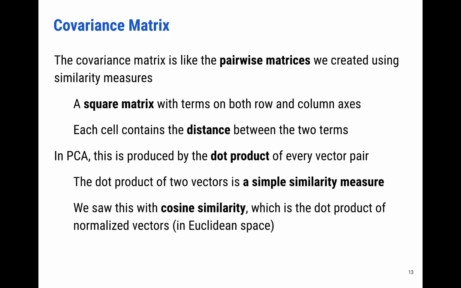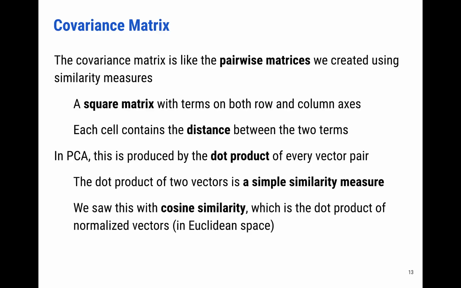About the covariance matrix on the PCA side of things: again, it's like a pairwise matrix that we created last time using similarity measures among documents. This time we're creating a pairwise matrix of similarities among terms, and this produces a square matrix where we're going to have terms on both the row and column axes. And in each cell, we're going to have the distance between two terms. Now, our distance measure in this case is just going to be the dot product, which is very simple to compute. You just take any two vector pairs and compute the dot product, and that's the value.